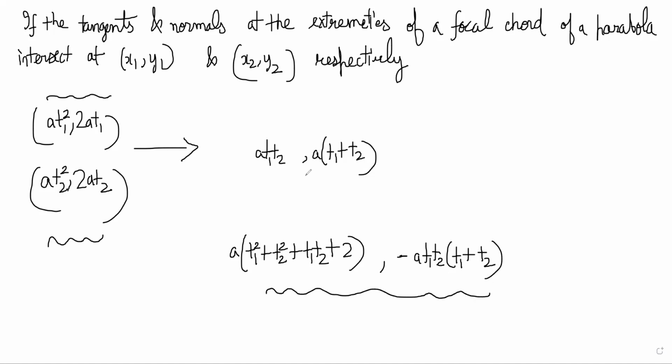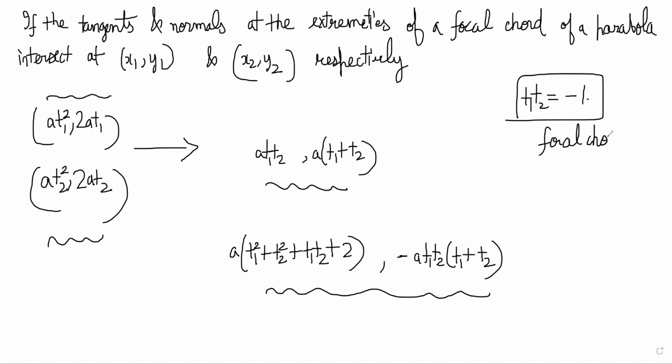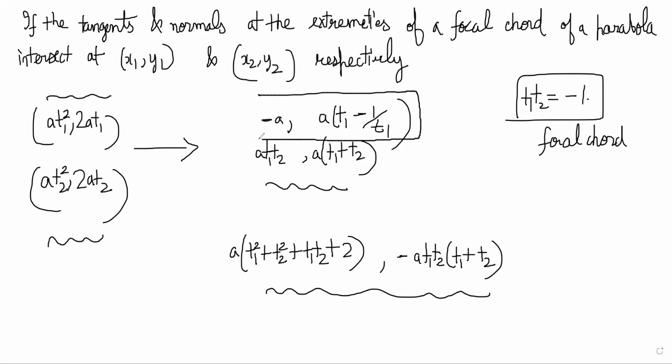These are things that we need to remember, like point of intersection of tangents or normals are standard things from any point. And now if it is a focal chord, what is t1t2? It is -1 for a focal chord. So put that here. So it is minus a t1, minus 1 by t1, let's say. This is your point of intersection of tangents, right?